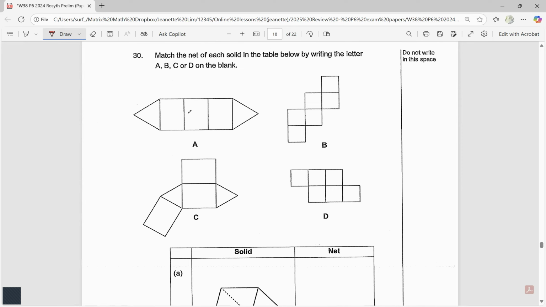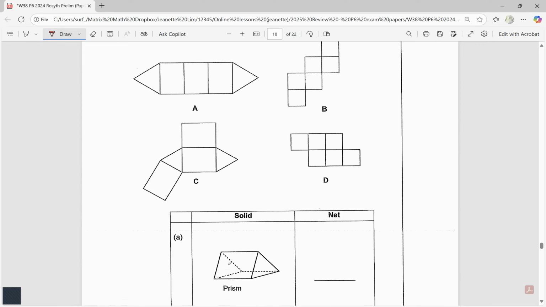Is it A or is it C? Now, if you fold A, I have to visualize a bit. If you fold these 3 rectangles together, these 2 triangles will touch each other at the ends. But for the prism, the triangles are separate, away from each other, which is like in net C. So this one is C.